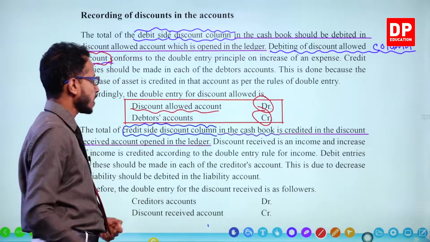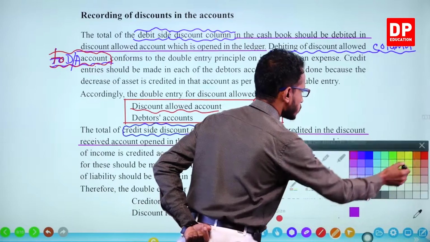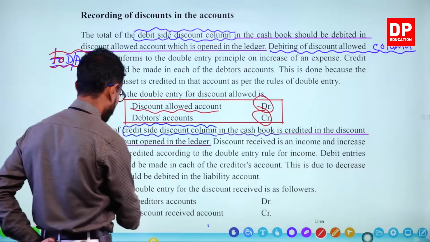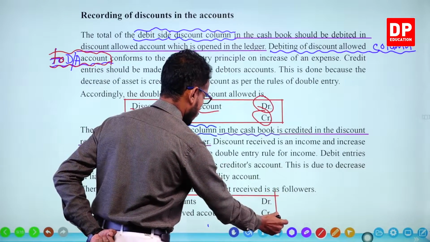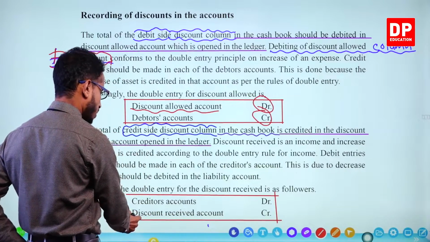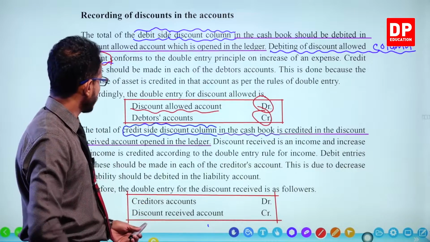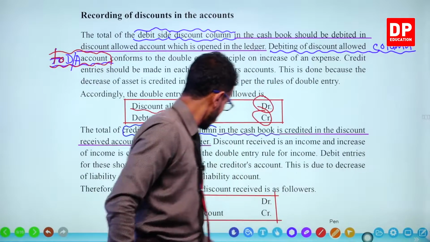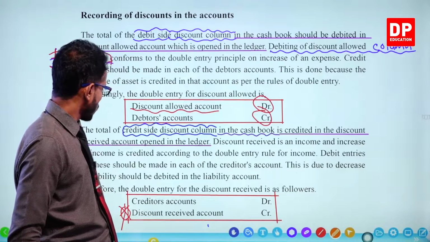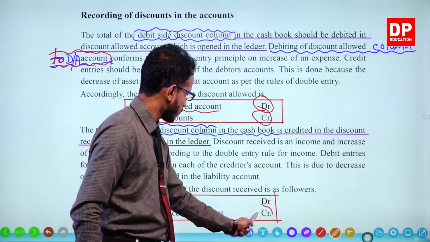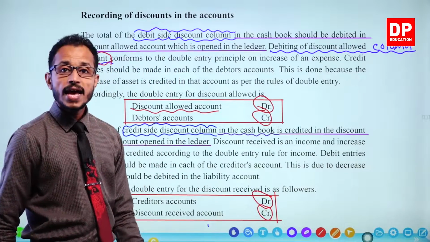It is opened in the ledger. All right, here is the double entry. Creditors accounts. First we take the credit entry. Discounts received account credit. The relevant creditors accounts debit. This is a double entry.